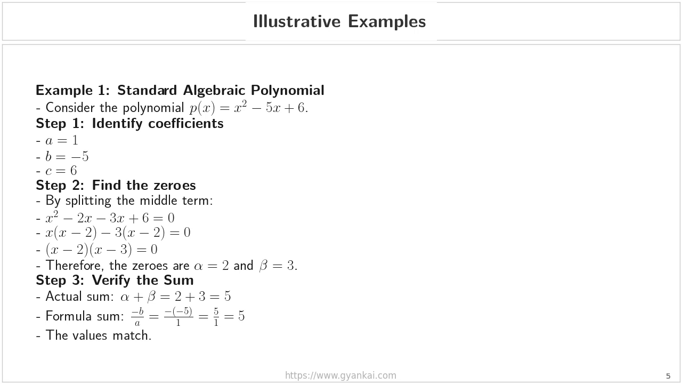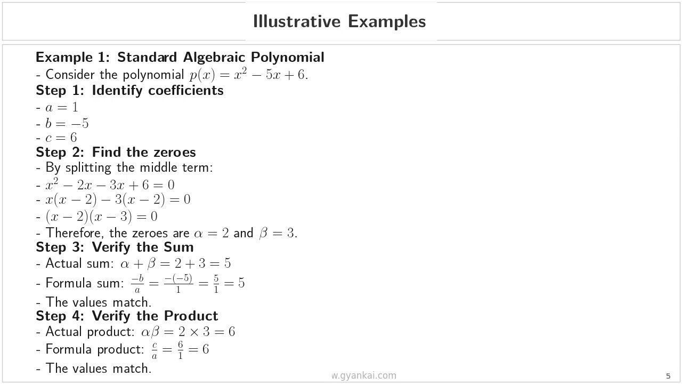Step 3 is to verify the sum. First, let's calculate the actual sum of the zeros we just found. 2 plus 3 equals 5. Now, let's apply the formula we learned on the previous slide, which is negative b over a. Since b is negative 5, negative b becomes positive 5. Dividing that by a, which is 1, gives us 5. As you can see, the actual sum and the formula sum are identical.